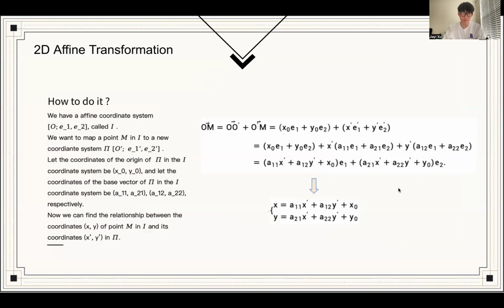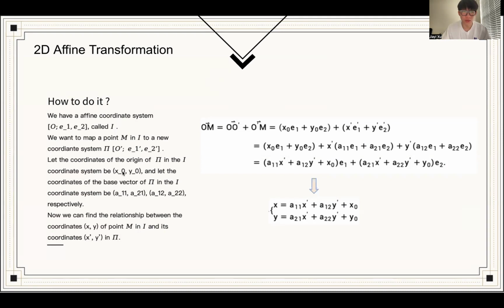So how do we do it? Firstly, we have the original affine coordinate system called LOTA here, and we want to map a point in LOTA to a new coordinate system pi. We should first understand where the new coordinate system pi is, and how we represent it in our LOTA coordinate system, the original coordinate system. We should know exactly how this pi coordinate system looks in the LOTA coordinate system.